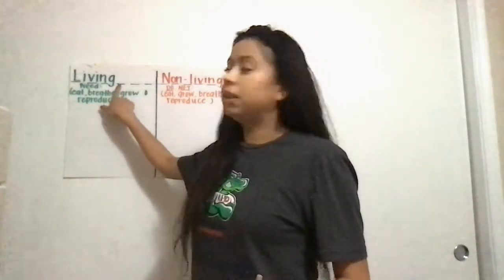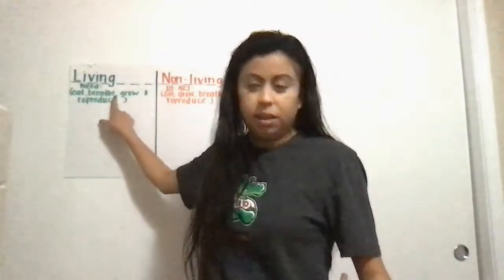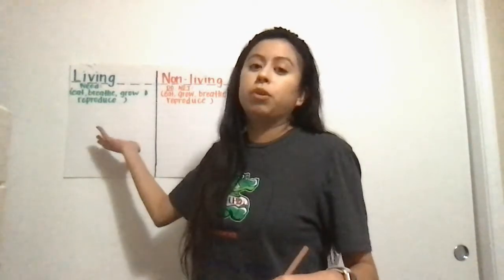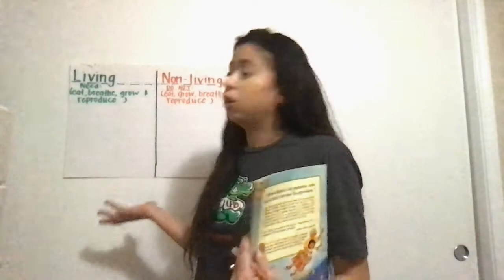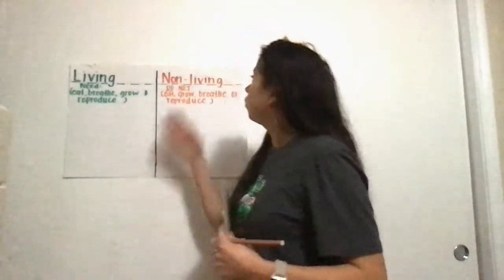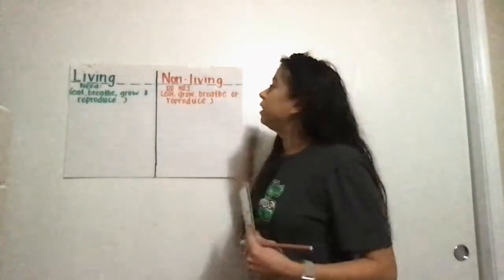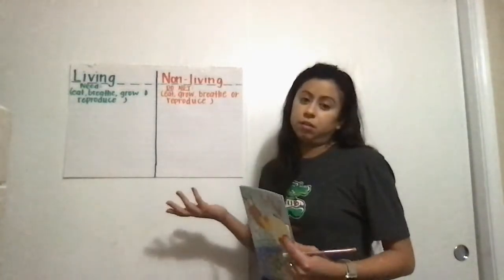So living things need to eat, they need to breathe, they need to grow, and they can also reproduce, kind of like us. We need food, we need water, and we grow to become adults and then have kids. Non-living things are things that do not need those. They don't need any food, any water, they don't need to breathe, and they can't make more of themselves.